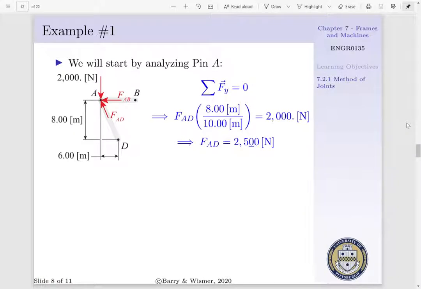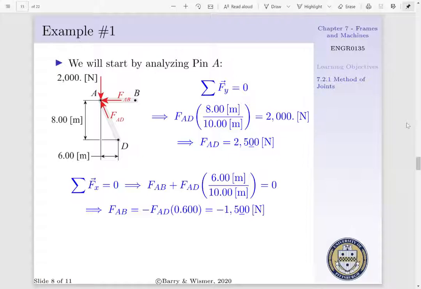We will begin by taking the summation of forces in the y direction. We see we have FAD, which has to be multiplied by sine of theta, where theta is the angle between member AB and AD. Now, using a force triangle, sine of theta is simply equal to 8.00 meters per 10.00 meters. Thus, we'd have FAD times 0.800 is equal to 2,000 newtons, or we find FAD to be equal to 2,500 newtons. The positive sign of this force indicates our member is under compression.